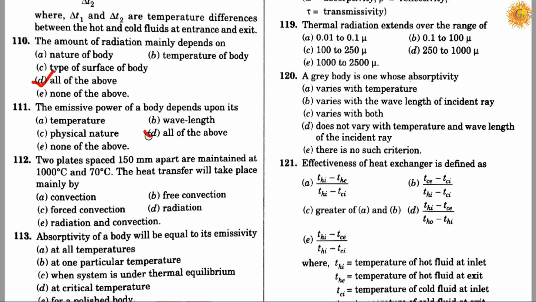Correct answer is D, all of the above. It means emissive power of the body depends upon its temperature, wavelength, and physical nature.